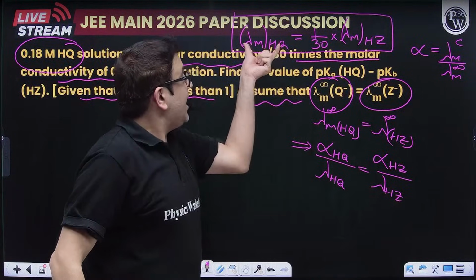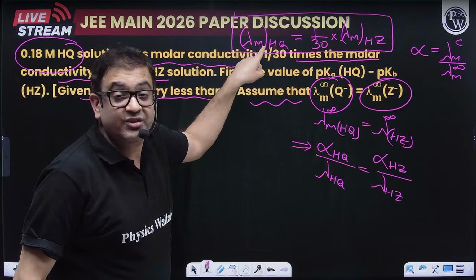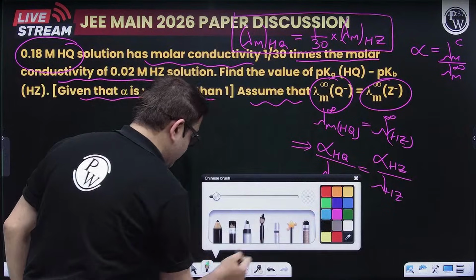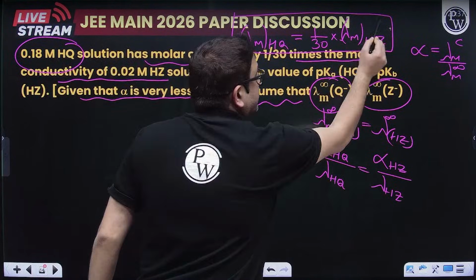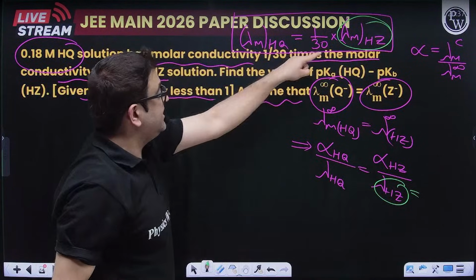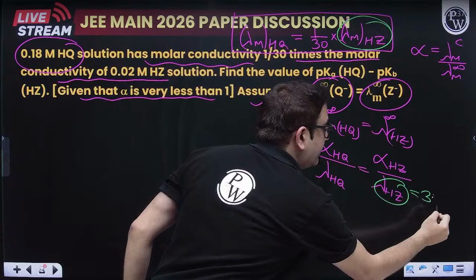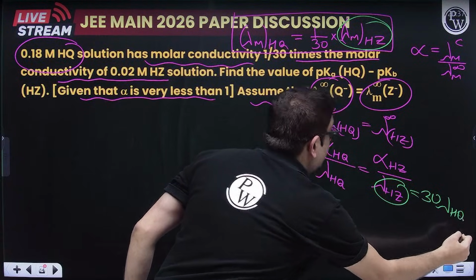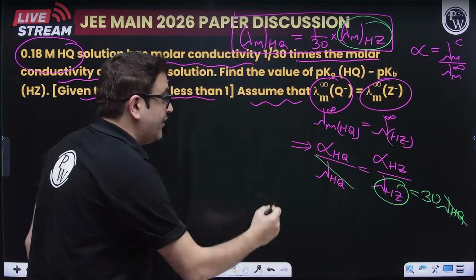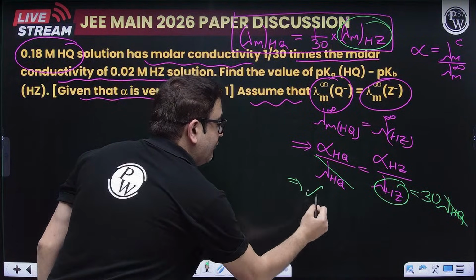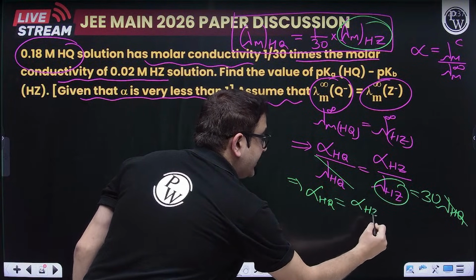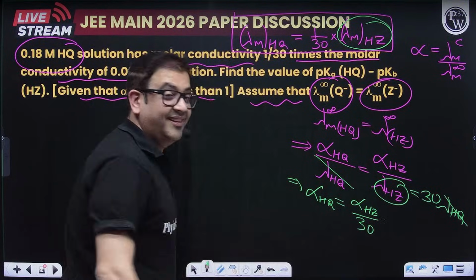Now you are given lambda of HQ. So replace this lambda of HZ, which is 30 times lambda of HQ, because it is easier. So lambda of HQ and lambda of HQ will cancel. So what are we left with? We are left with alpha of HQ is equal to alpha of HZ upon 30.